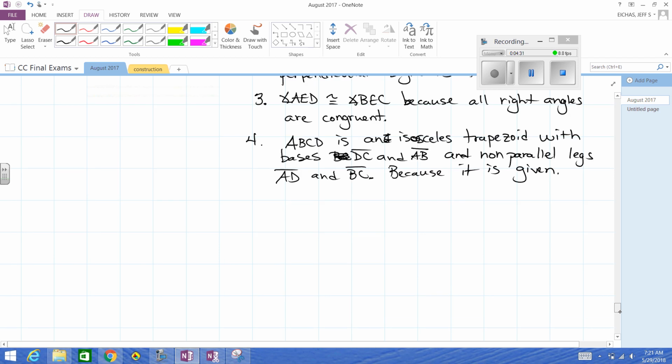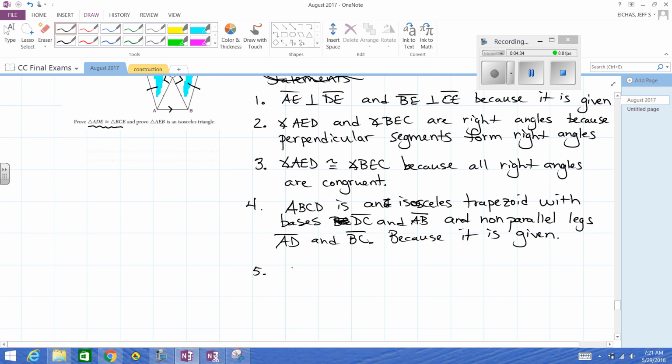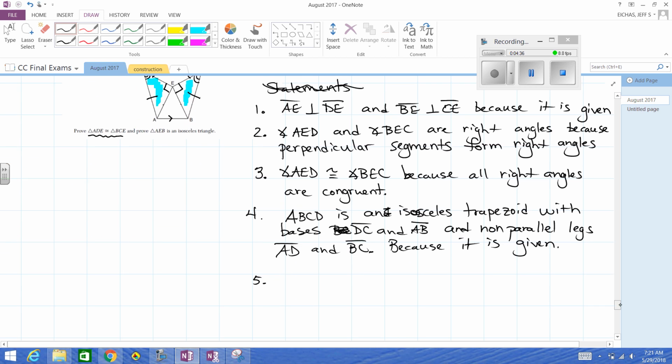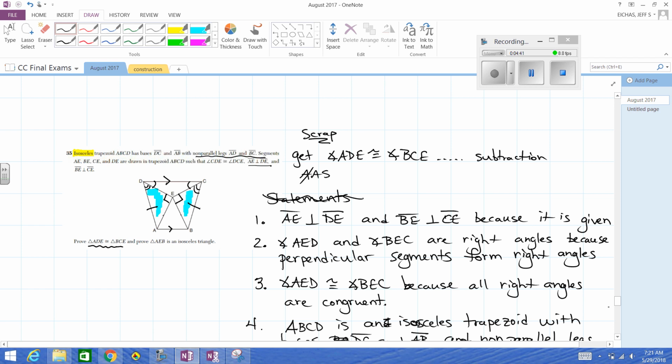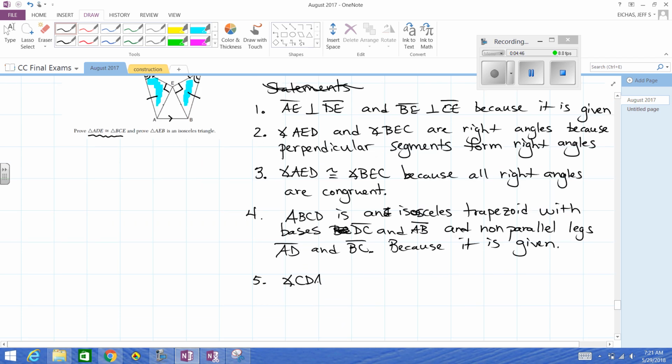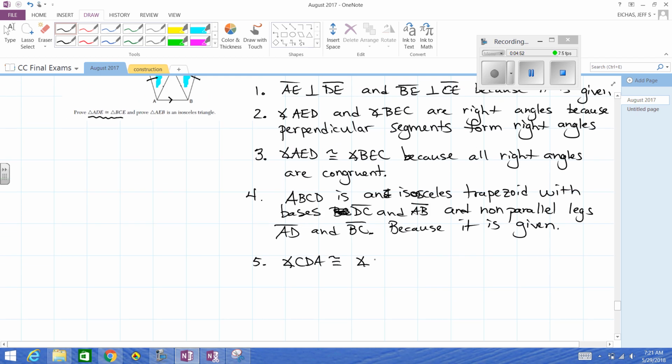All right, now we can open up the door to what I was going to do next. And that is going to be angle CDA is going to be congruent to DCB. And that's because base angles of an isosceles trapezoid are congruent.